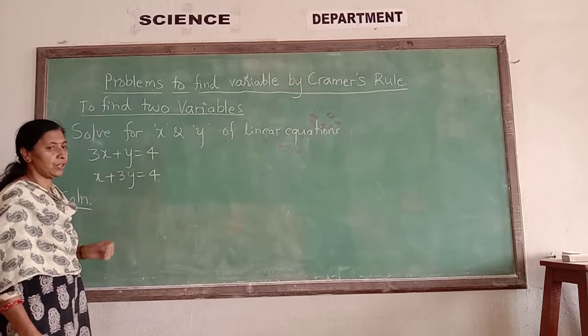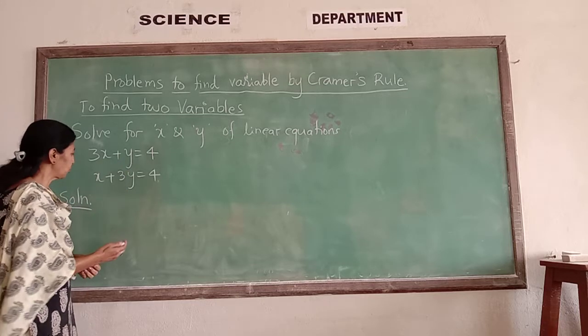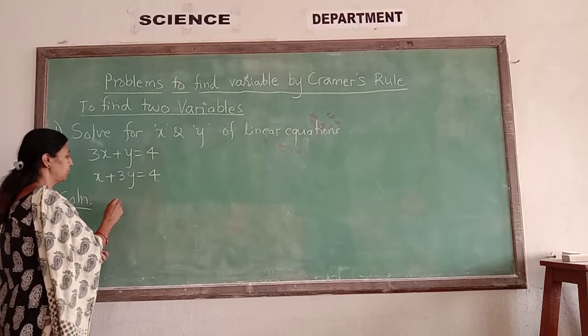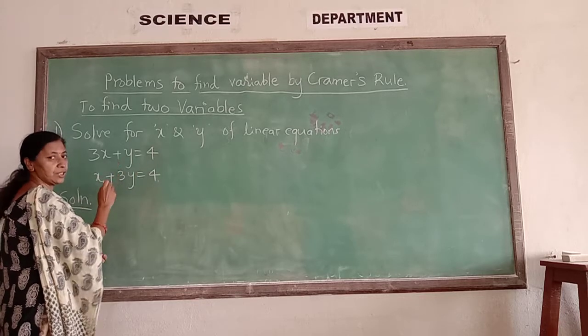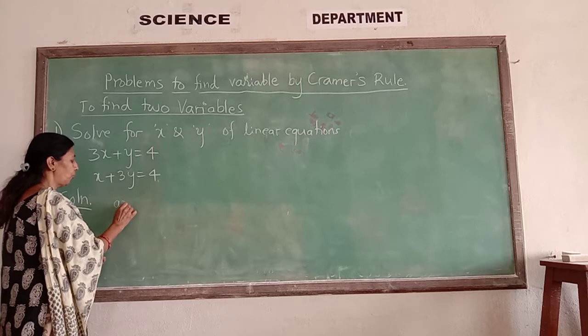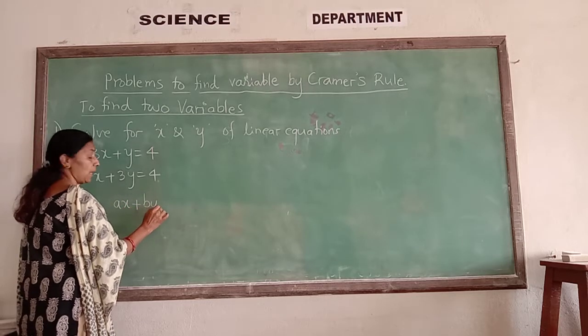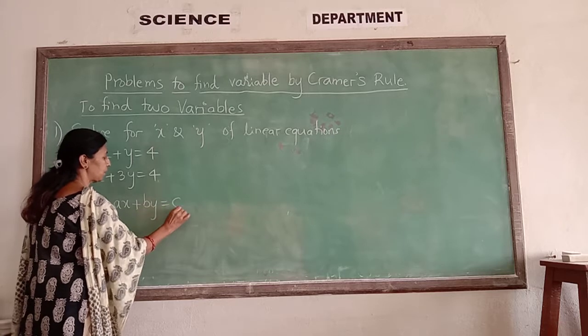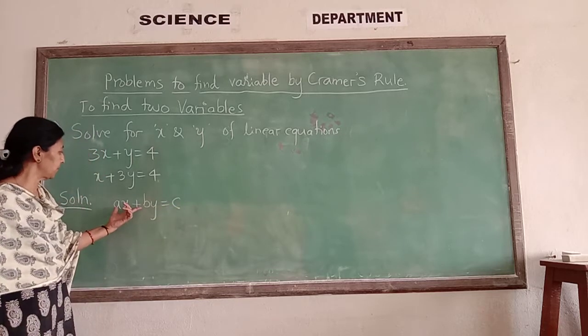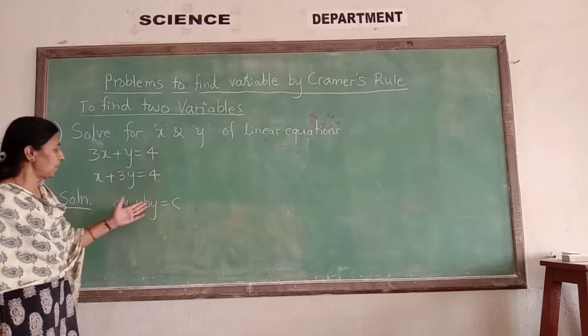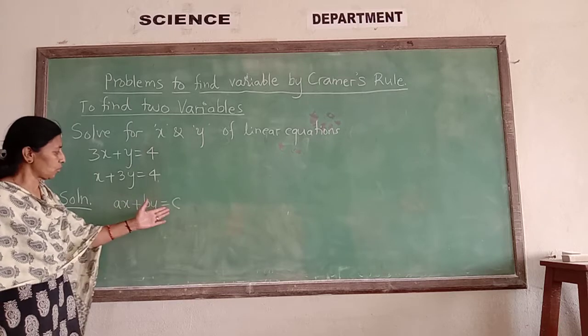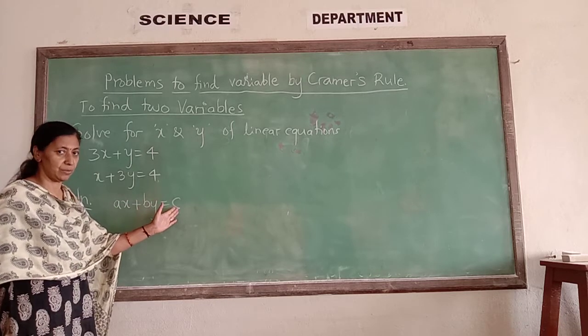Your first work when you are going to solve this equation is to check whether the equation is in standard format or not. For two variables, the standard format should be ax plus by is equal to c. That means variables on one side of the equation and the constant on the other side of the equation.